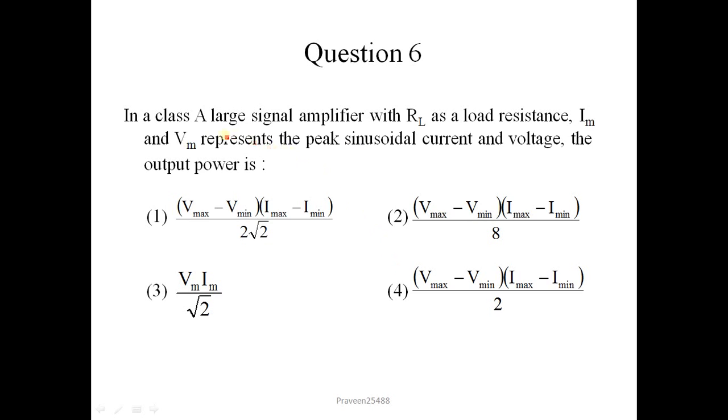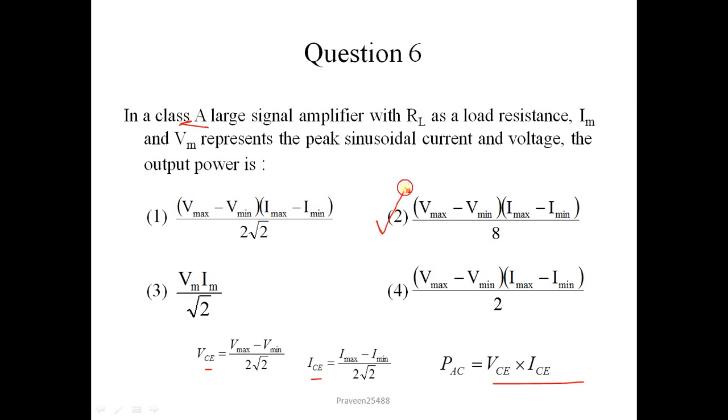Next question is question number 6. In a class A large signal amplifier with RL as a load resistance, IM and VM represent the peak sinusoidal current and voltage. The output power is. So we have to calculate the output power. We know that power is given as VCE into ICE, and VCE for a class A amplifier is Vmax minus Vmin upon 2 root 2, and similarly Imax minus Imin upon 2 root 2. On multiplying these two terms, we will get this option: Vmax minus Vmin, Imax minus Imin upon 8.